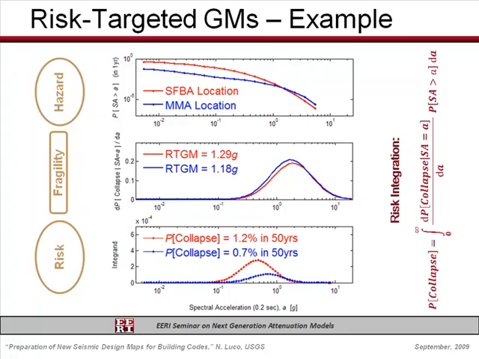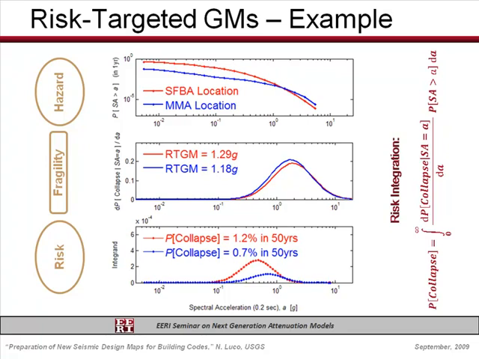And that doesn't seem like much of a difference. I mean, they both round to 1% in 50 years. But in the ensuing slides, we can go and say, okay, well, what if we want them to be exactly equal? How much does that change the risk-targeted ground motion? That is the ground motion that we ultimately want to use for design.